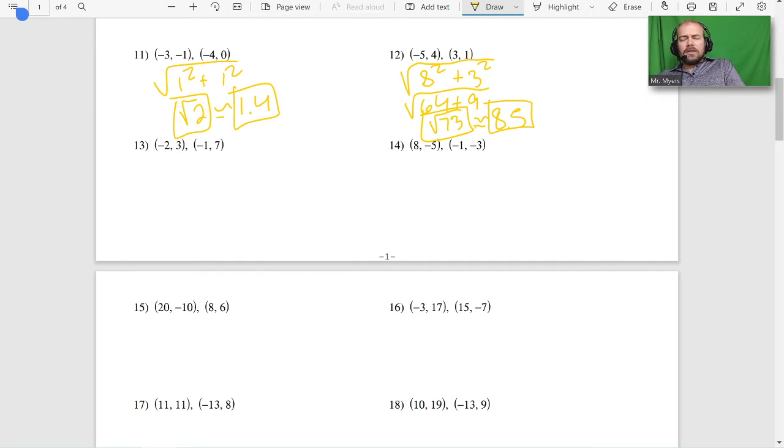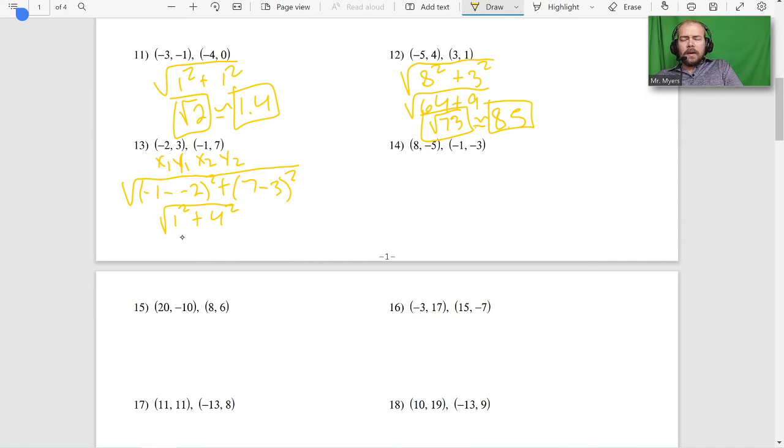Here's how you would do it if you're doing the distance formula, right? So x1, y1, x2, y2. And we have, let's see, x2 minus x1 squared, y2 minus y1 squared. So that's -1 plus 2, right? -1 plus 2 is 1. Oh, and I forgot to square root all that. 7 minus 3 is 4.